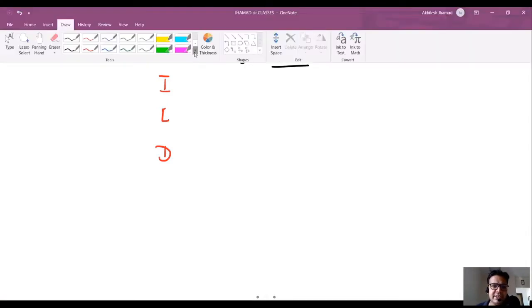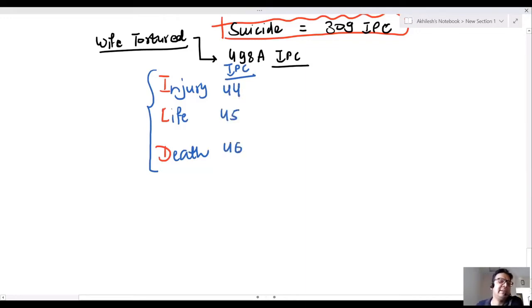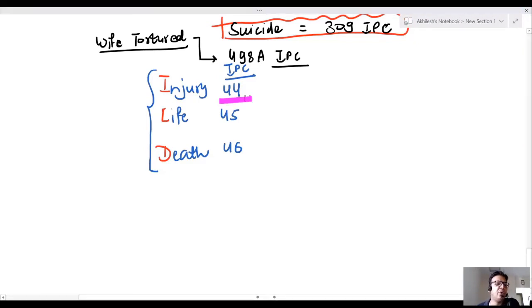ILD, interstitial lung disease. But sir, it is not interstitial lung disease. It is injury, life, and death. Injury, life, and death are defined under 44, 45 and 46 IPC. When you are injured, it is 4, but when you are dead, you are 6, out of the ground, out of the stadium. Out of the ground is death, chokar chakka. 2 and 4 is injury, 4 and 6 is death.